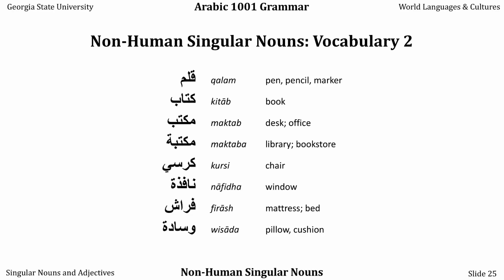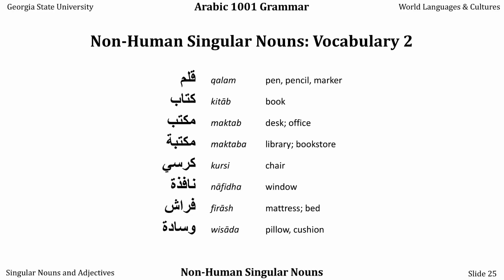A mektab is a desk or an office. Again, it's mudhakkar. But mektaba, which sounds almost exactly the same and means library or bookstore, does end with ta marbuta, so we know it's mu'annath or feminine. Notice that all 3 of these words have the same 3 letters in a row, kaf or k, ta or t, ba or b. Anything with kaf, ta, ba, k, t, b in that order has something to do with writing. All 3 of these words have the same root.